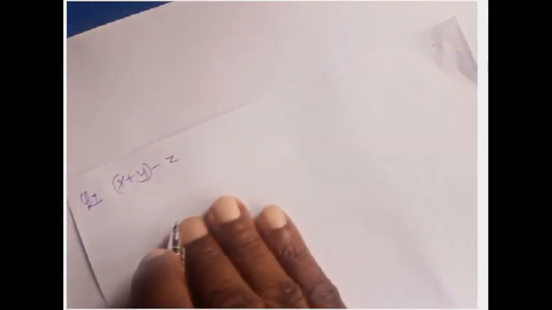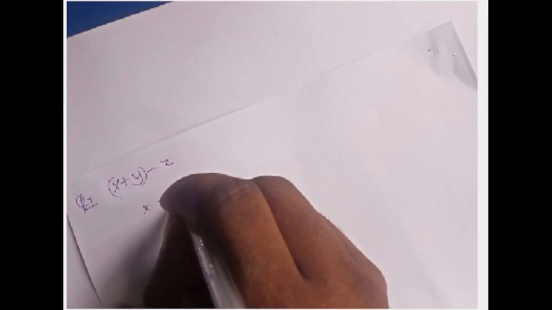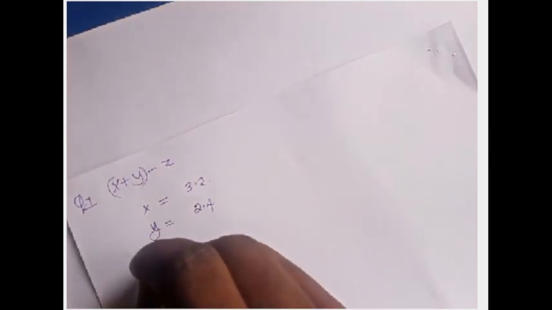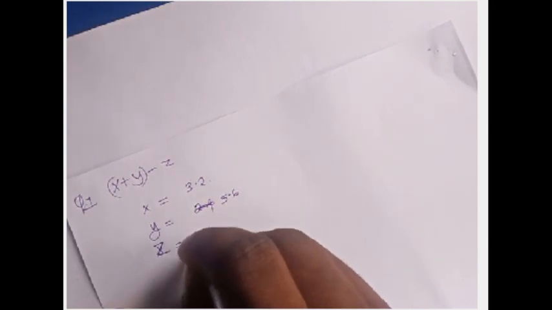If x is equal to 3.2, y is equal to 5.6, and z is equal to 2.4.